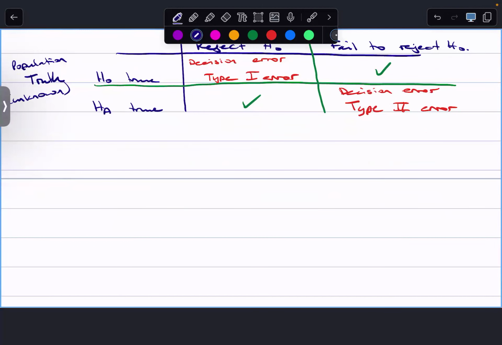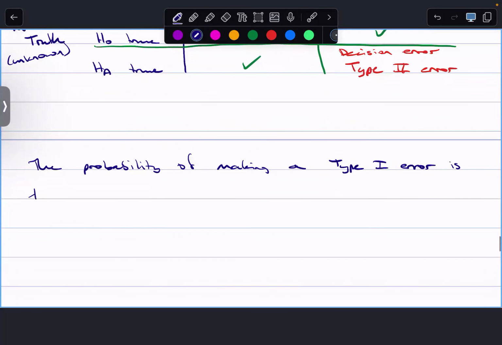Put it on a new page here. The probability of making a type 1 error is the alpha level.